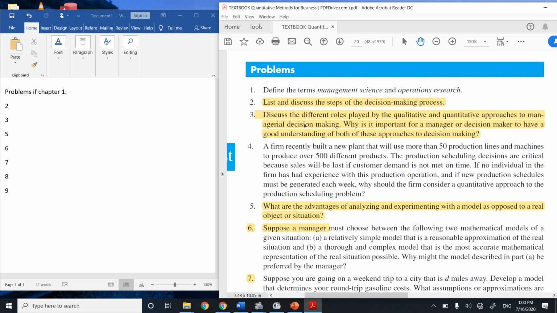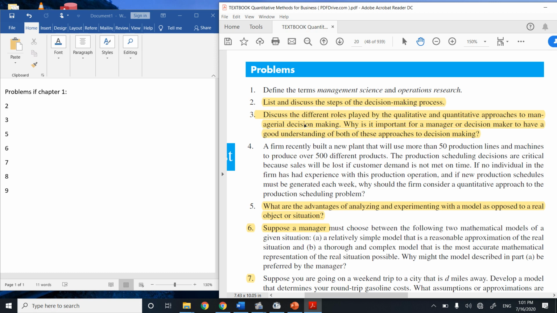and the decision-making process has five steps: defining the problem, identifying the alternatives, determine the criteria, evaluate the alternatives, choose an alternative. Okay? So the discussion is given in the book and in the slides, so you know what it is about.